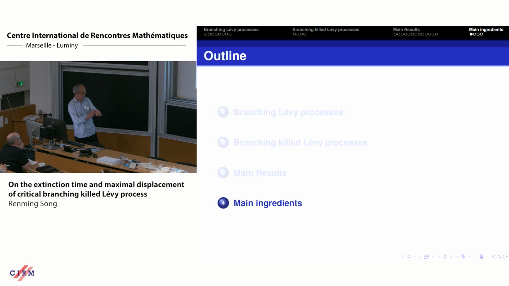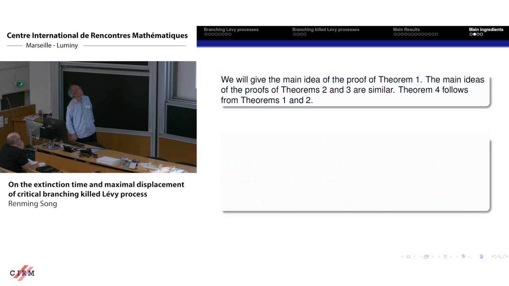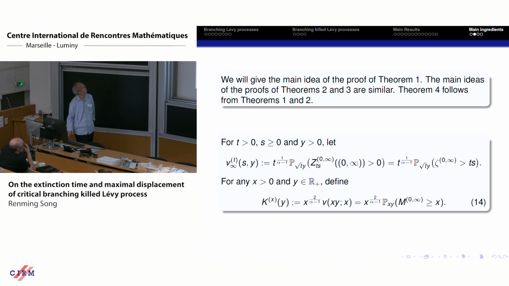Okay, so let me say a few words about the main ingredients. I'm actually going to give you the main idea of the proof of Theorem 1. Just briefly sketch it. So what we do here is we want to somehow make the connection between our branching Levy process and super Brownian motion. How do we come up with that connection? What you do here is you define such a quantity here.